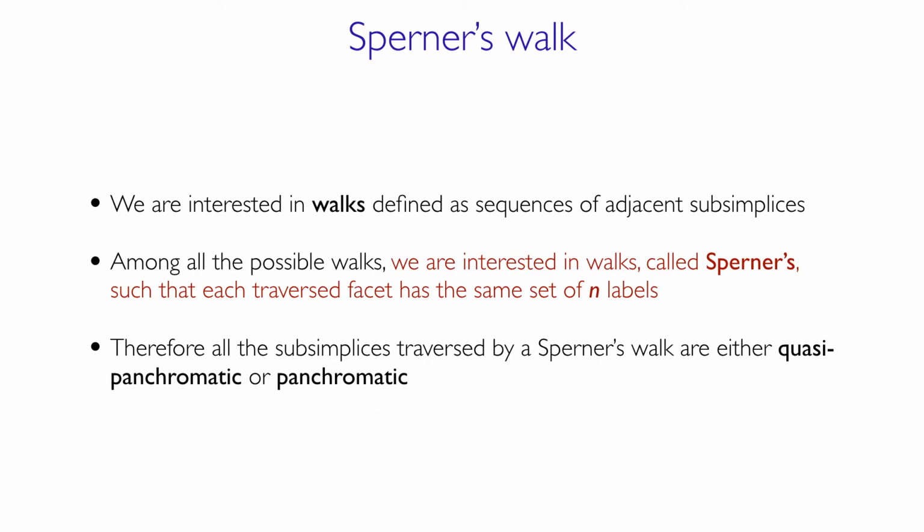Importantly, all the subsimplices traversed by Sperner walks are either quasi-panchromatic or panchromatic. This easily follows from the fact that subsimplices have at least n labels. So, if the vertex not belonging to the traversed facet has a label different from the labels of the facet, then the subsimplex is panchromatic. Otherwise, it is quasi-panchromatic.